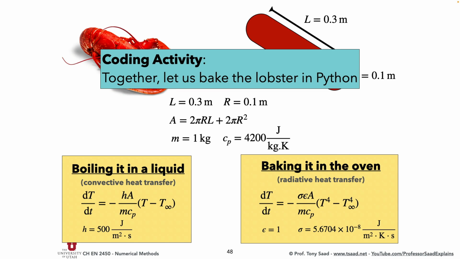What happens when you change h over here? What happens when you change t infinity? What happens when you change t infinity here, like you're broiling it or you're baking it, right? What happens when you change the emissivity, etc.